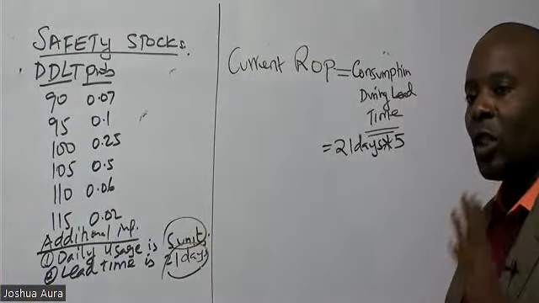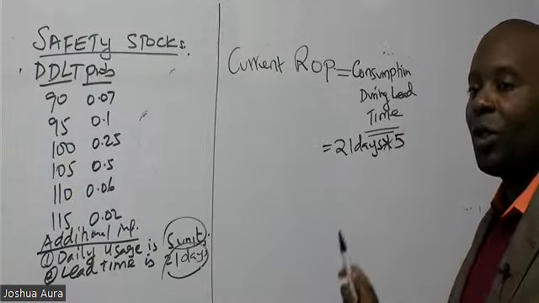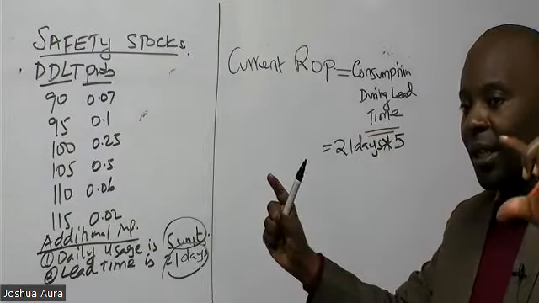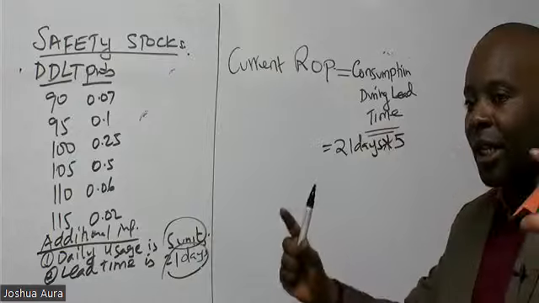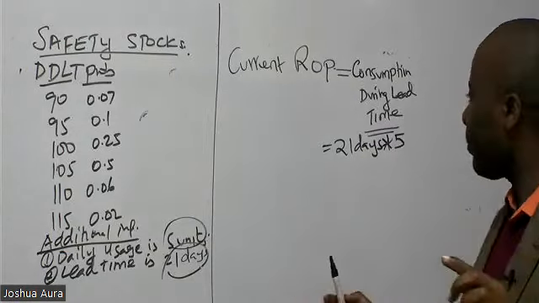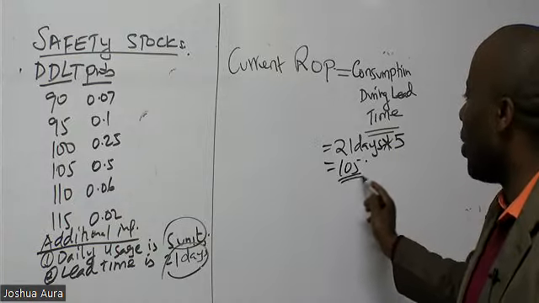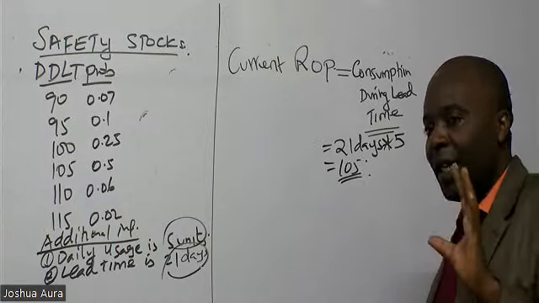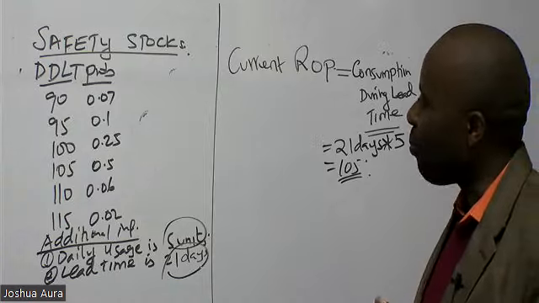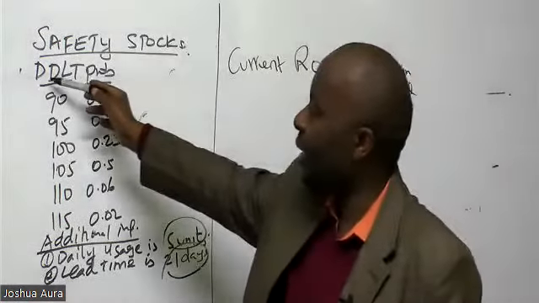When you hear current reorder point, remember that this is the quantity that we shall consume during this dangerous period, which is the lead time. So 21 times 5, somebody is giving me a figure of 105. Now, the moment I get the current ROP, I'll always come and fit it in the DDLT.